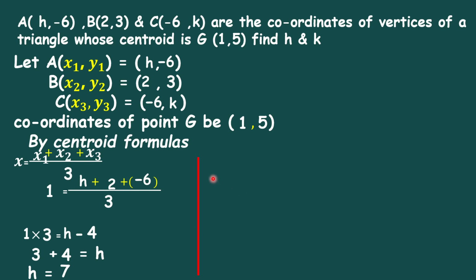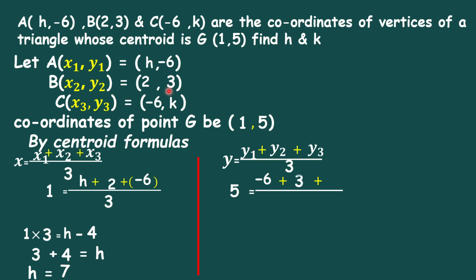Now the y coordinate of centroid G is y equal to the y coordinate of point A, which is y1, plus the y coordinate of point B, which is y2, plus the y coordinate of point C, which is y3, upon 3. Substitute the values here. The y coordinate of point G, which is given 5, is equal to the y coordinate of point A, which is -6, plus the y coordinate of point B, which is 3, plus the y coordinate of point C, which is k, divided by 3.